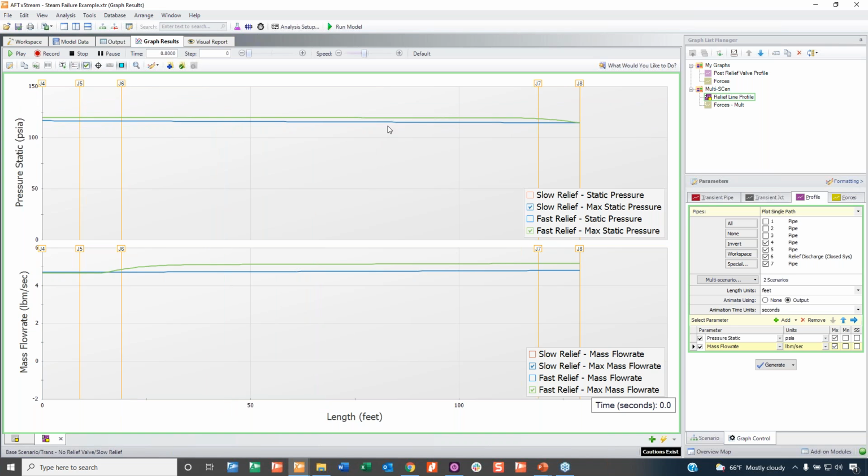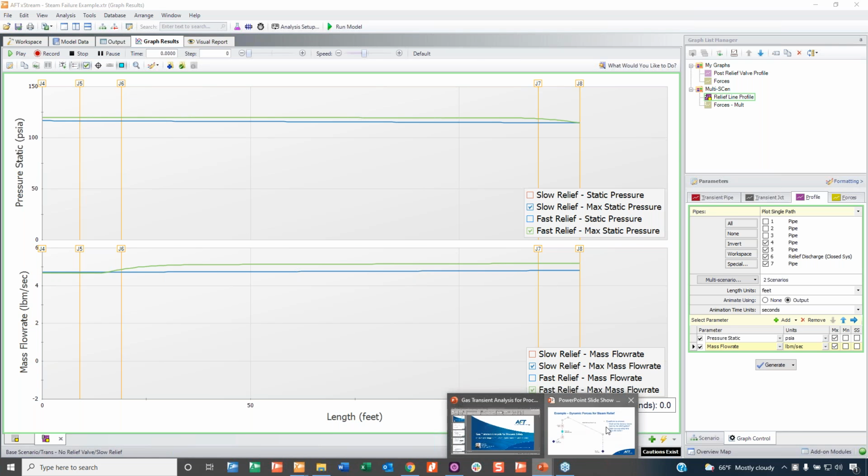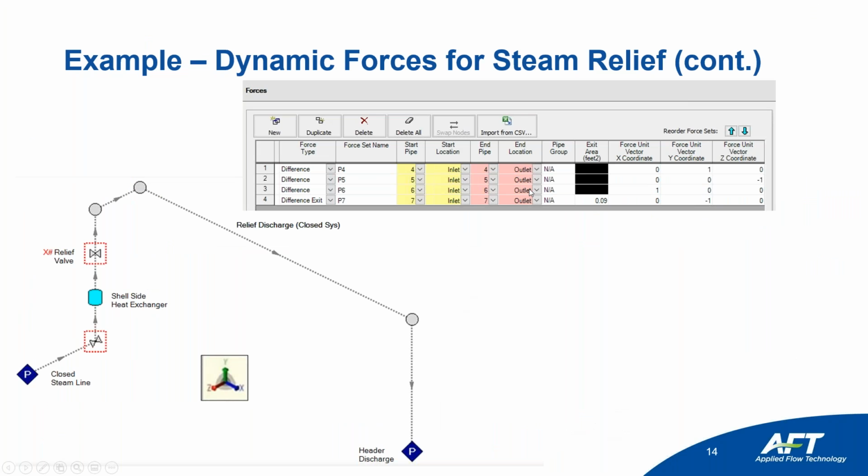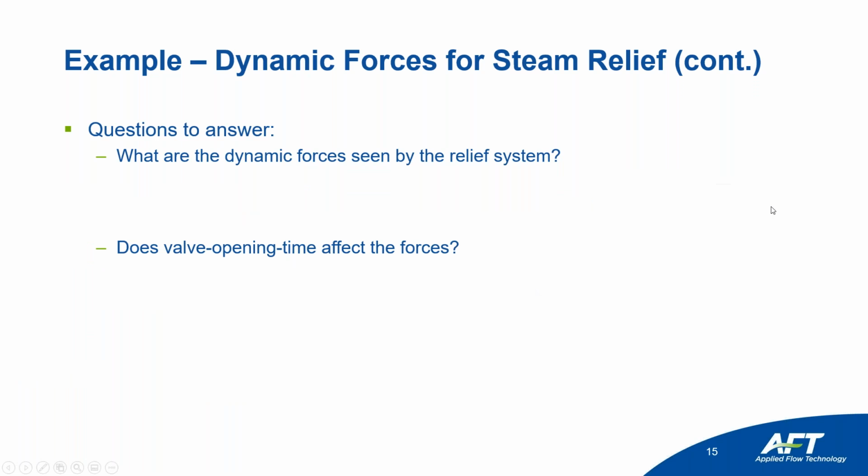I mean, I can see why a faster opening would have a higher pressure rise. It's just more extreme, but everything else about the system is pretty much the same. So is it really that much of a concern what my valve opening time is? And the answer is yes, because of forces. So here was my force definition again, more as just a resource for after the presentation, if you want to go back and check what I did and why I did things.